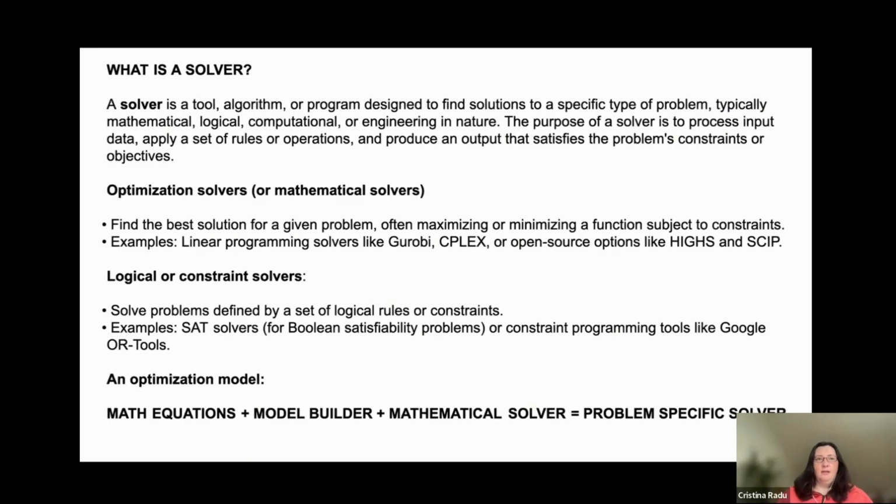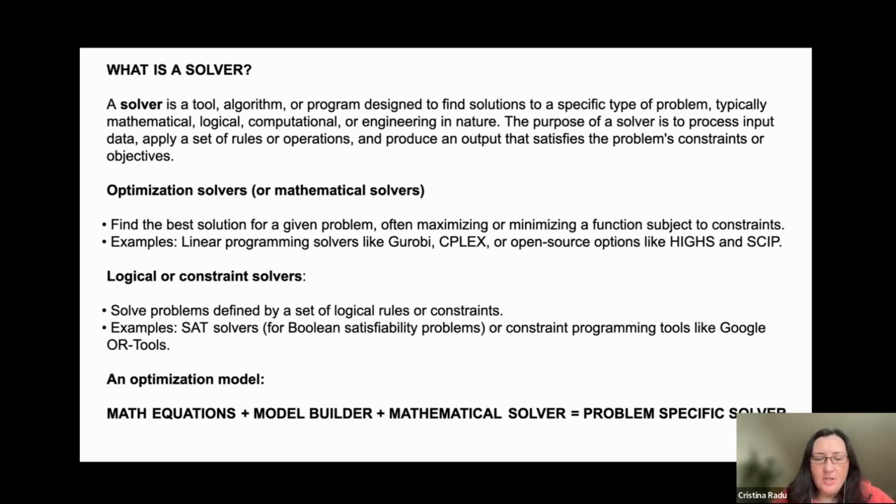So let's start. A solver is an algorithm that basically takes an input, a set of rules, and produces an output that satisfies some constraints. And we can split the solvers into mathematical solvers or optimization solvers. Examples would be Gurobi, CPLEX, for linear programming problems, and open source solvers like HiGHS and SCIP. Then there are solvers which are defined in terms of logical expressions. Examples are the SAT solvers, and you can find one in Google OR-Tools.